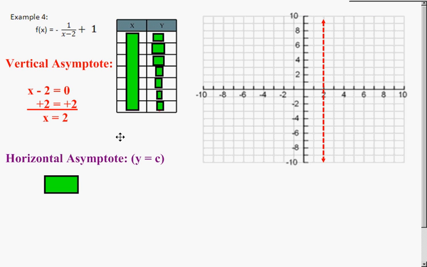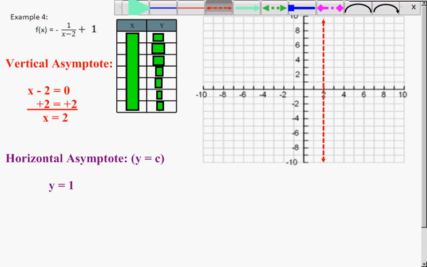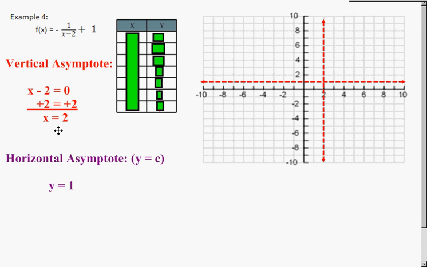Horizontal asymptote, y equals c. Here that c value is 1. So y equals 1, and again I'm going to graph the horizontal, crossing the y-axis at 1. Following this, you just want to go ahead and use your equation. Remember the excluded value for x is 2, so we want to use 3 above and 3 below. There's my points.